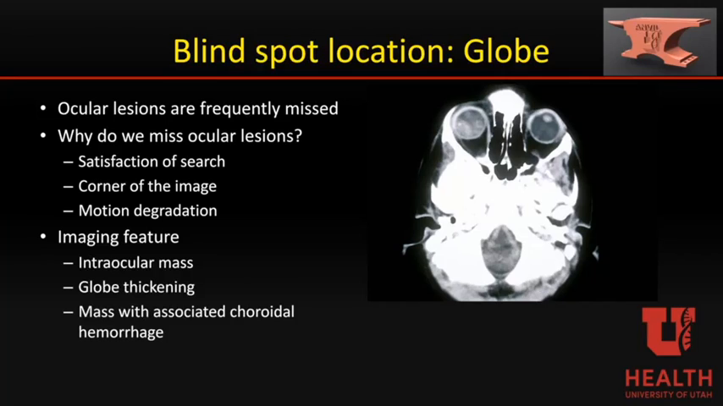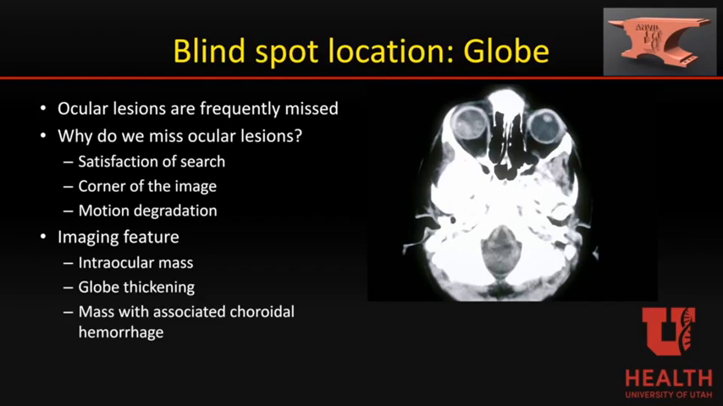So moving on to our next blind spot location, let's look at the globe itself. So ocular lesions are frequently missed on CT and MRI, and why do we miss them? Well, satisfaction of search is a primary reason. These are images on the corner of the image, so we may have distracting findings. And this is an area frequently degraded by motion on MRI sequences.